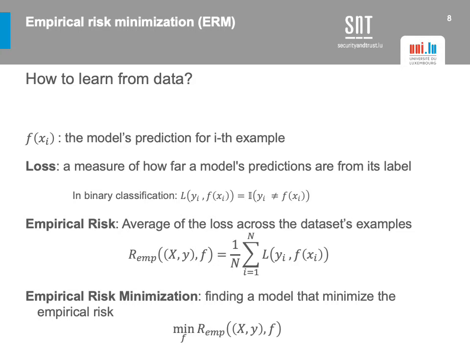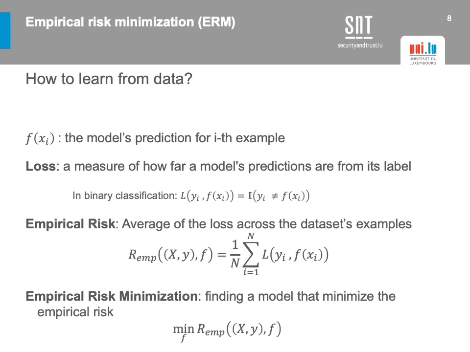The loss function is a function that gives a measure of how far the model prediction is from its label. So here we have an example, we pass it through the model, we get the prediction, and we have the true label, and we compare the prediction and the true label. If it's far away, we have a higher loss than if it's closer.